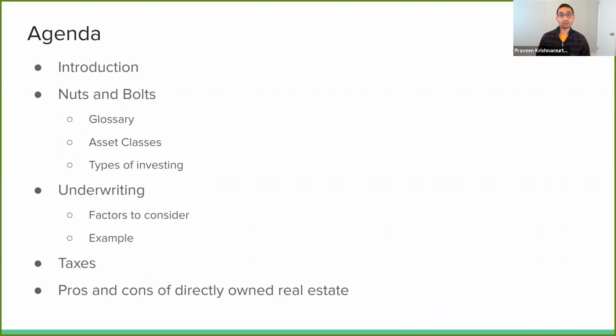We'll look at the factors that you need to consider while underwriting, and we'll make it more concrete by going over an example. And then we'll look at taxes. How do investments affect your taxes? How do they show up on your taxes? We'll look at that briefly before going on to the pros and cons of directly owned real estate, which should help you decide if this is for you or how you want to kind of get into this, and then we'll wrap it up.